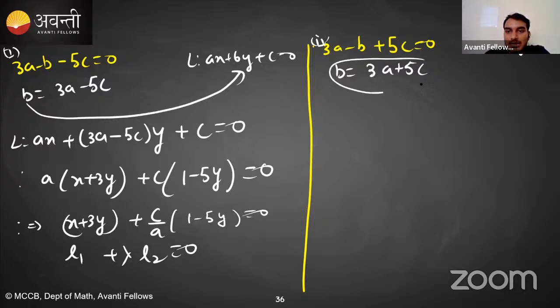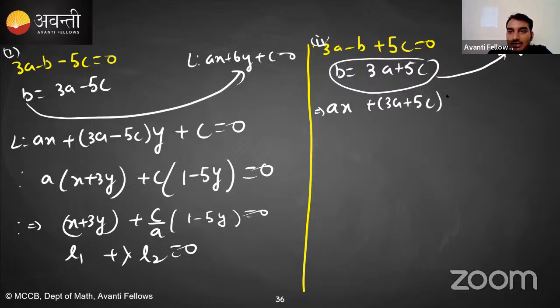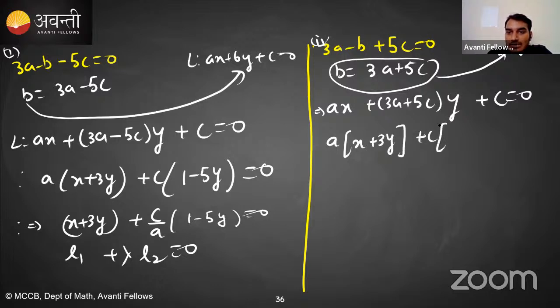So now put this b in the line. So what will you get? Ax plus (3a plus 5c) into y plus c is equal to 0. Separate a and c. Separating a, from here x comes, and from here 3 into y. Separating c, from here 5 into y plus 1 is equal to 0.